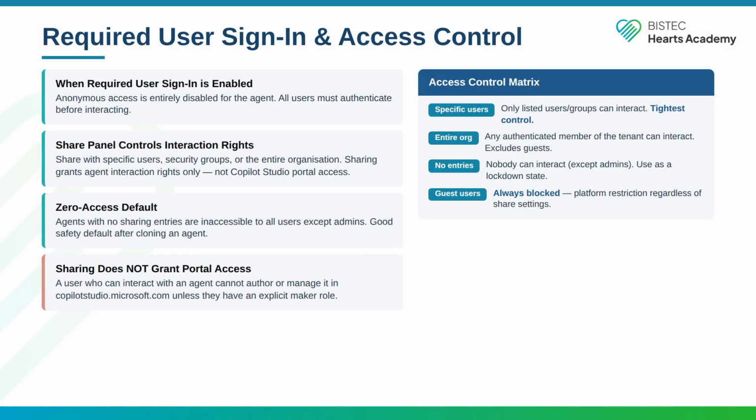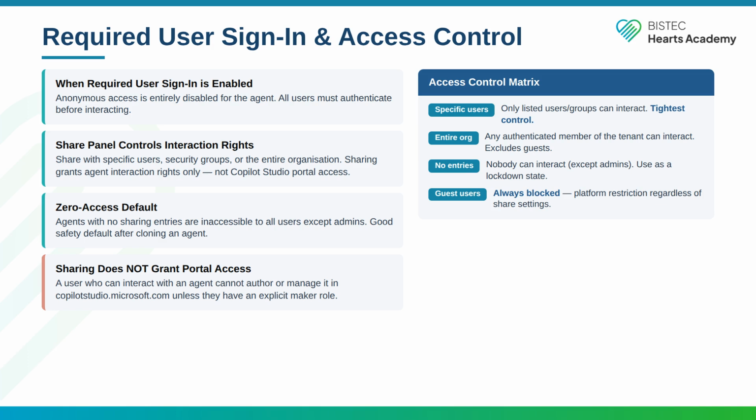Required user sign-in is a setting on the agent, not on the DLP policy. It works in concert with DLP to enforce access controls at the individual agent level. When required user sign-in is enabled on an agent, anonymous access is entirely disabled for that agent. Every user who attempts to start a conversation must authenticate. This is the per-agent enforcement layer, and it sits on top of the DLP policy that governs what connectors the agent can use.